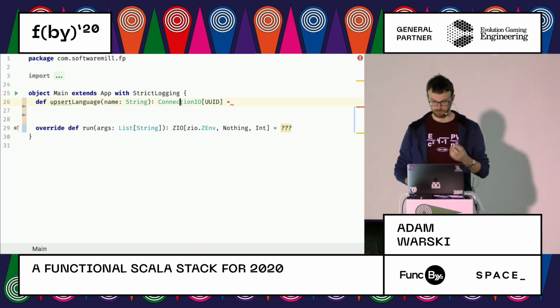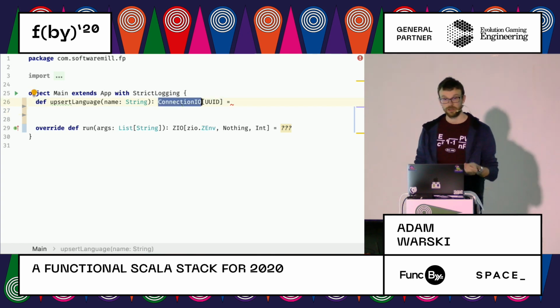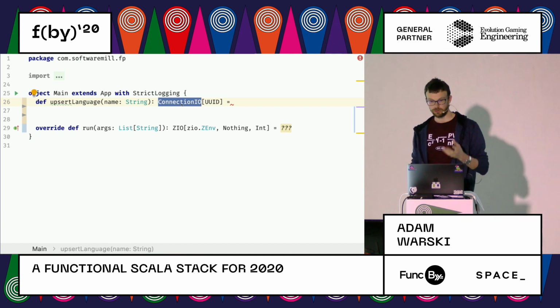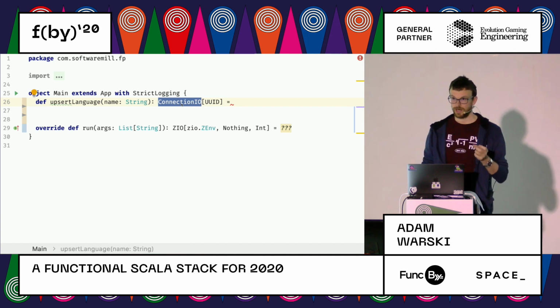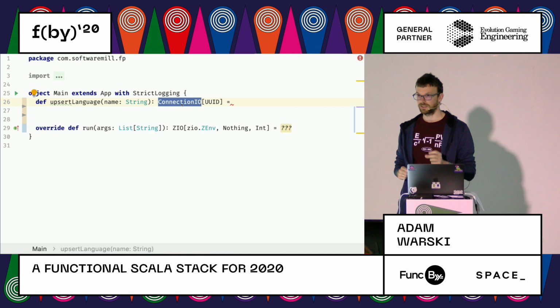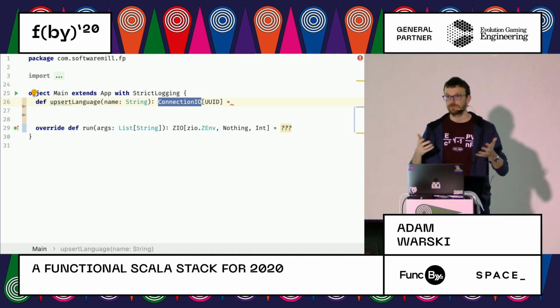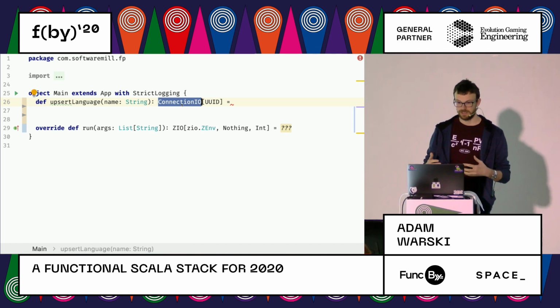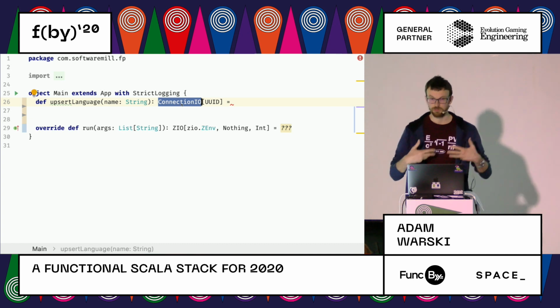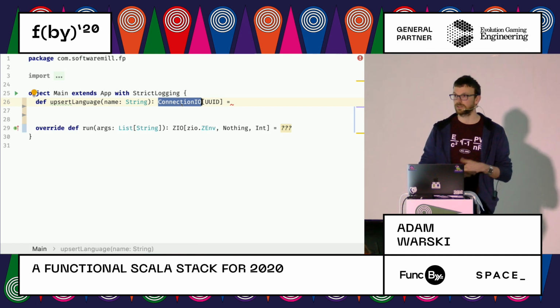So what is a ConnectionIO? A ConnectionIO, as I said, is a data structure. It's an immutable data structure which describes operations that need to be done on a database in order to perform some changes. So in our case, this will be a description of what we should do on the database in order to insert a language.